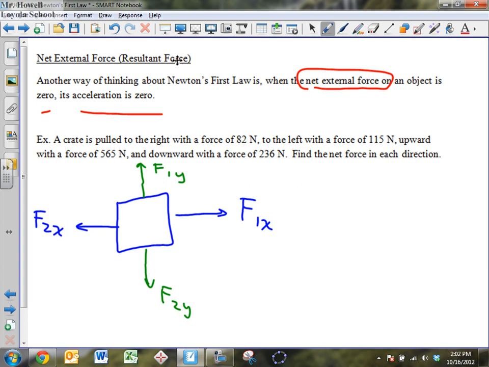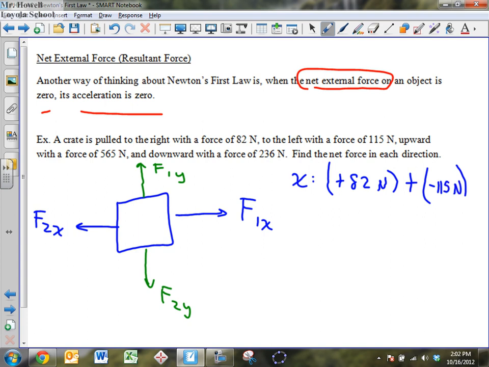So I want to look at the result in each direction independently. So look only at the X first. In the X direction, what's acting to the right? How many newtons to the right? 82. 82 to the right, so we'll say positive 82 newtons. And what's acting to the left? 115 newtons. And it's to the left, so I say negative.